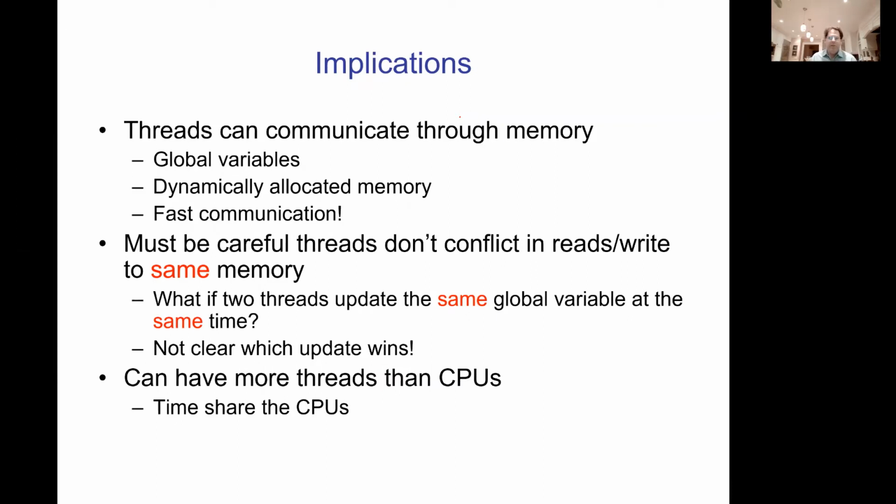Well, the good news is that means threads can communicate through memory. They can use global variables, dynamically allocated memory, so one updates the variable and another reads it, they can communicate really fast. This is much faster than communicating over a network.